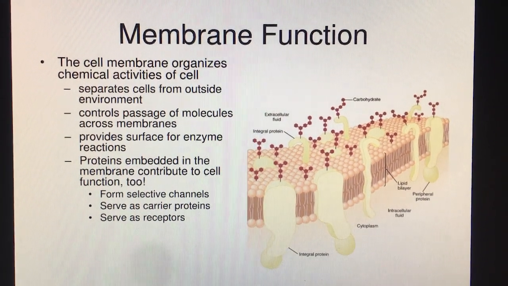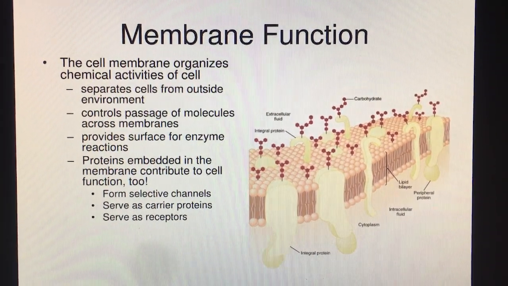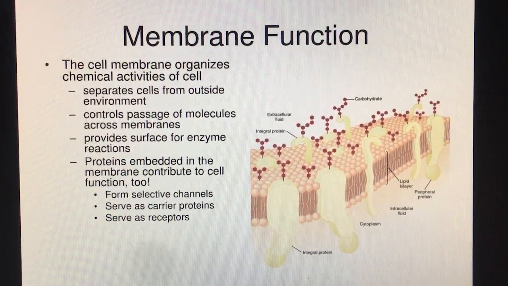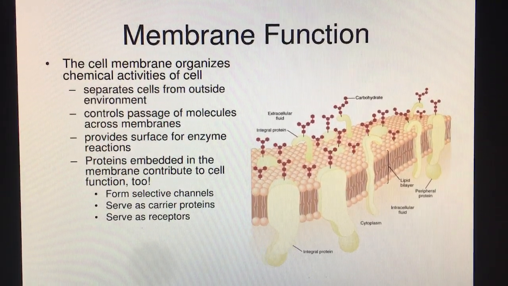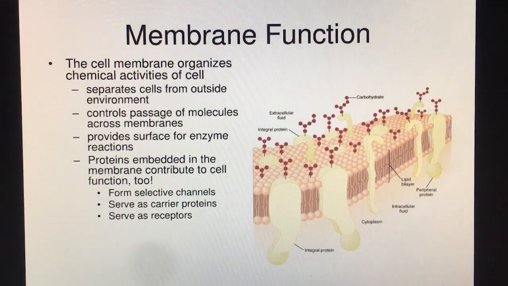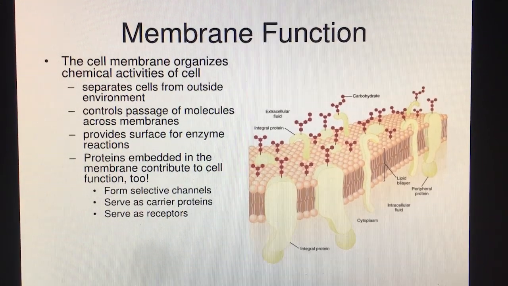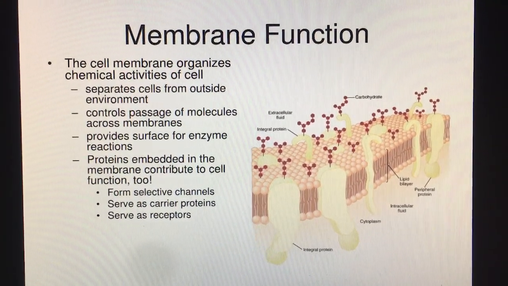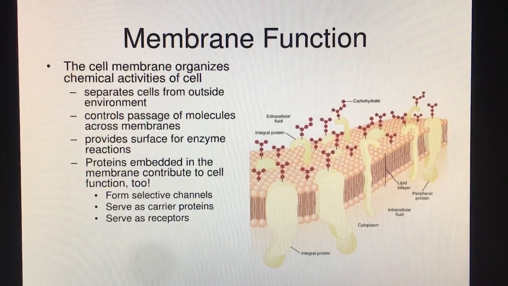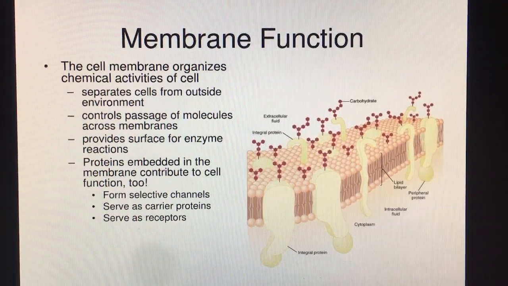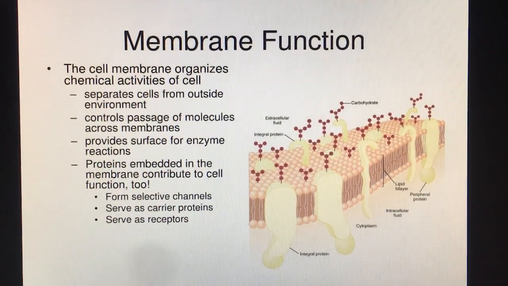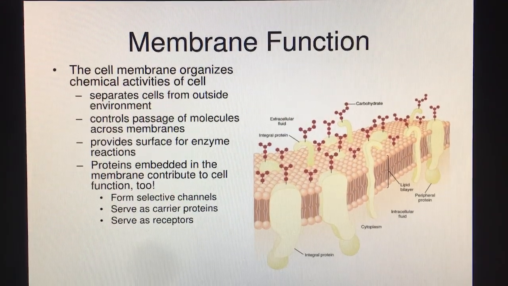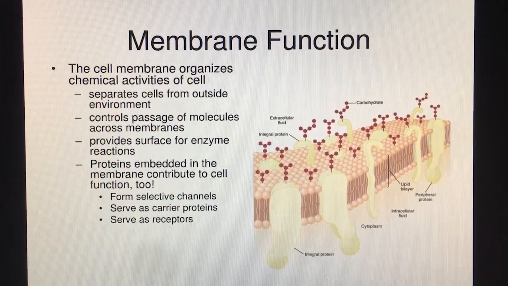The cell membranes have quite a few functions, but we're only going to be talking about a few key components of it. The cell membrane separates the cell from the rest of the outside world, so it does give protection to organelles and it gives a sturdy shape to the cell. It controls passage of molecules across membranes. This is where selective permeability comes in, and it allows water-soluble things to enter the cell.